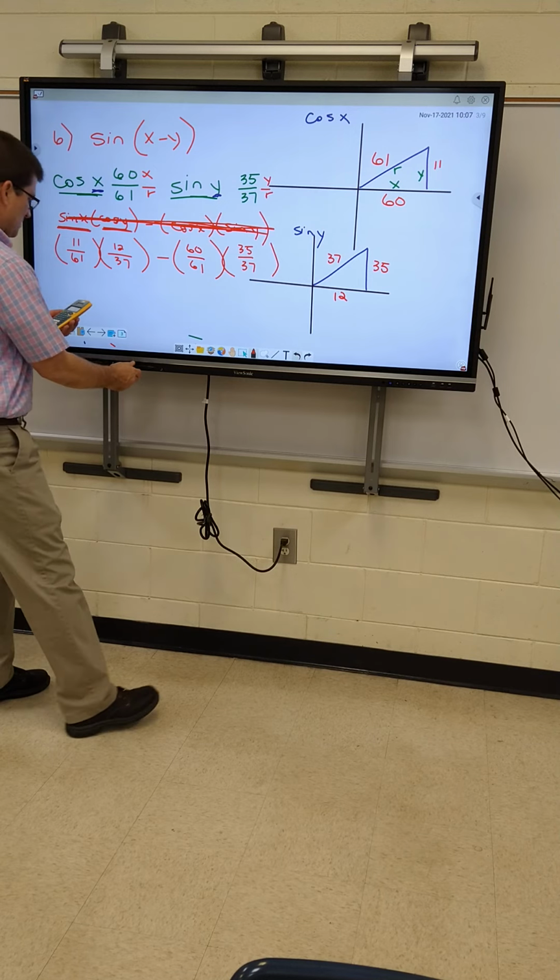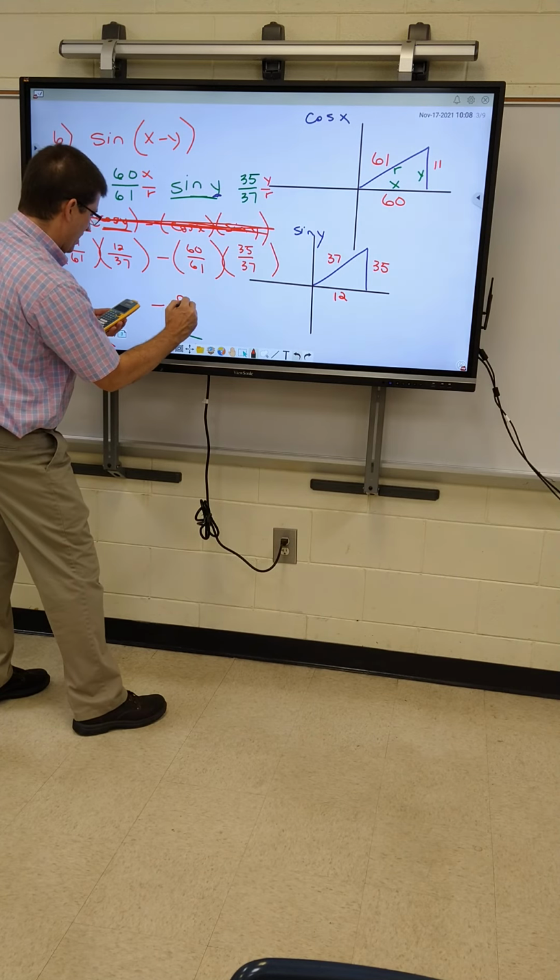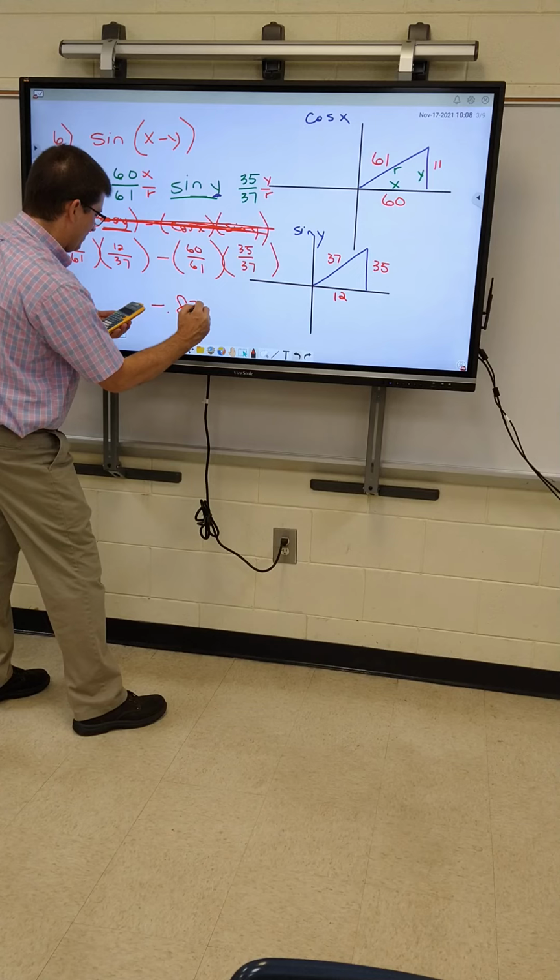I got a decimal. I got negative 0.8719. If you round it up, it goes to 20. I don't care if y'all round or not.